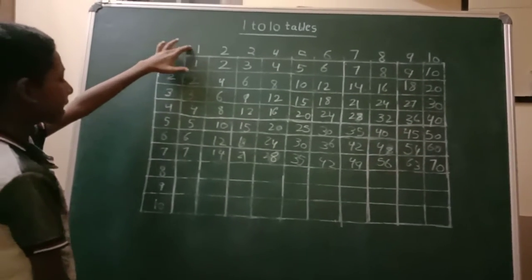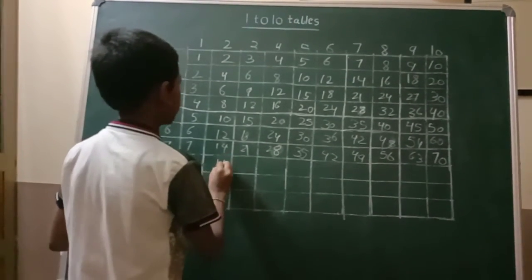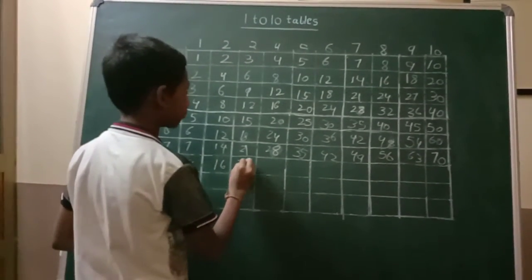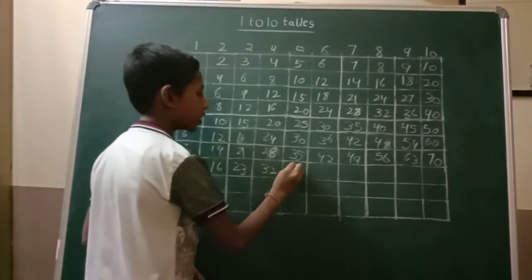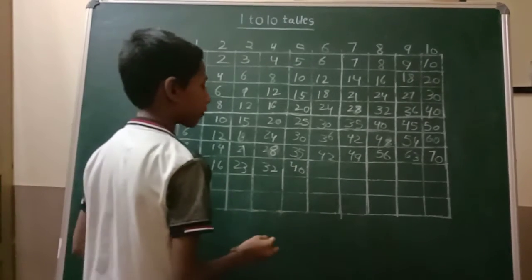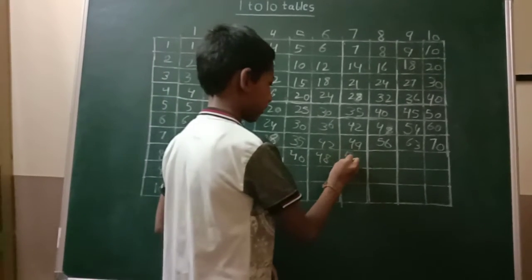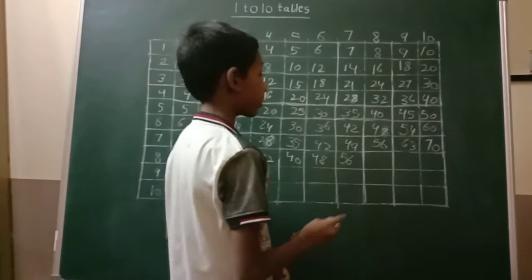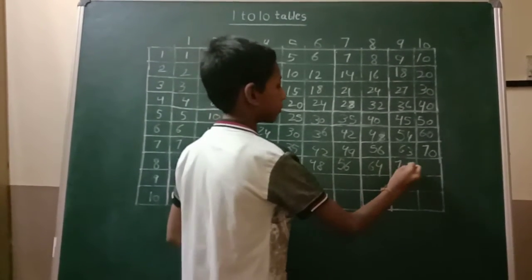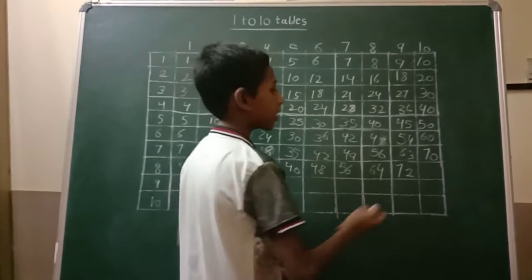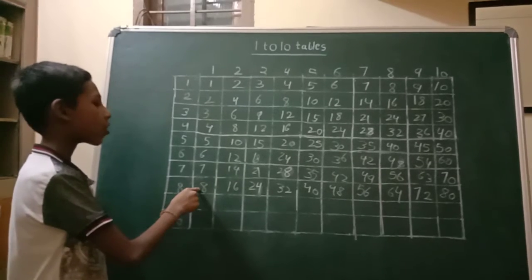We should add heading and table of 7. 1 plus 7, 8. 2 plus 14, 16. 3 plus 21, 24. 4 plus 28, 32. 5 plus 35, 40. 6 plus 42, 48. 7 plus 49, 56. 8 plus 56, 64. 9 plus 63, 72. 10 plus 70, 80. We should check it is right or wrong.